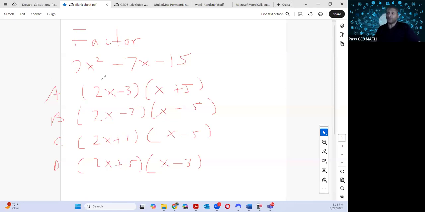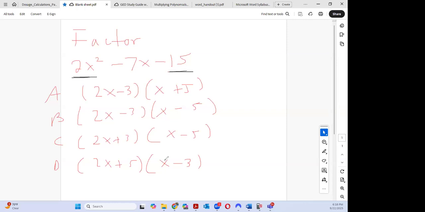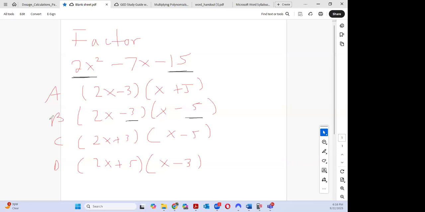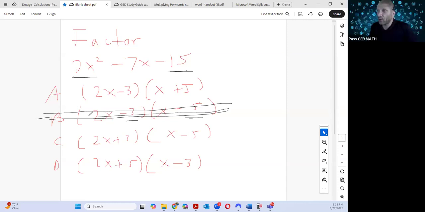So the first thing I'm going to do: my first term is 2x squared, my last term is minus 15. 2x times x, in every answer choice, so all of them are going to have the first term 2x squared. Does everybody understand that? Now, my last term: minus 3 plus 5 gives me a minus 15, so I know A is still in the running. Minus 3 times minus 5 is not a minus 15, it's a what? Positive 15. So right away, I know it can't be B.